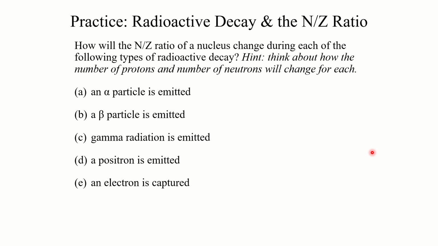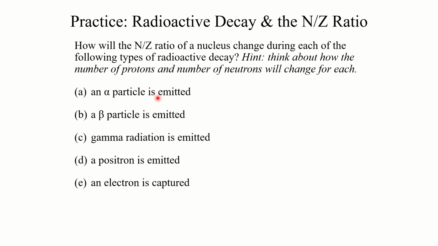Okay, the answers here. Letter A, an alpha particle is emitted. So N goes down by 2 and Z goes down by 2. So I would accept no change as a possible answer here, since both N and Z are decreasing by 2. But in reality, this is probably a slight increase in the N over Z ratio.